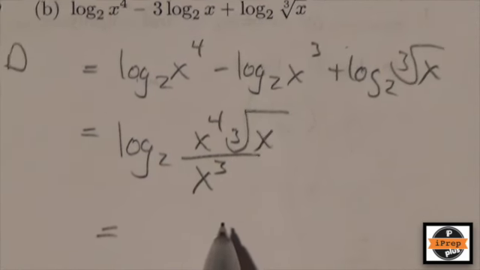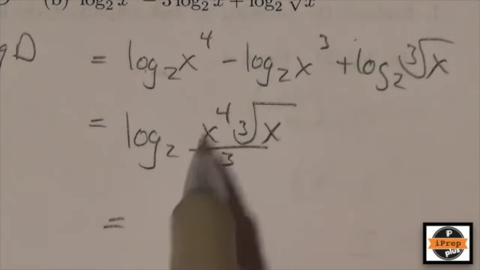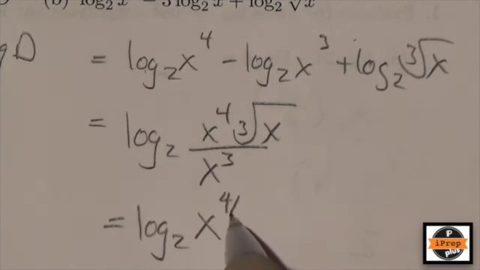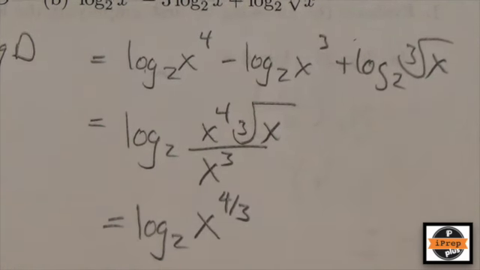And then actually we can simplify this real quick. x to the 4 over x cubed is just going to be an x up here, and when you multiply those together you'll simply get log base 2 of x to the 4/3. And that's all we need.